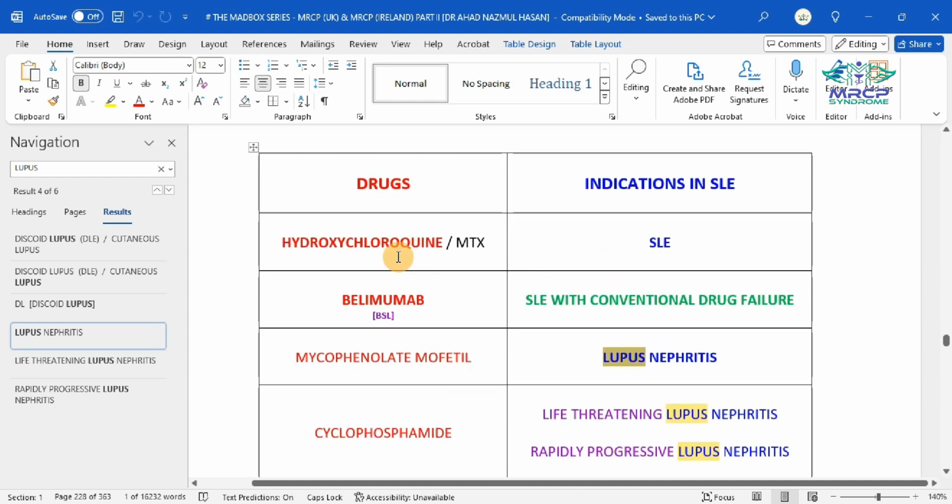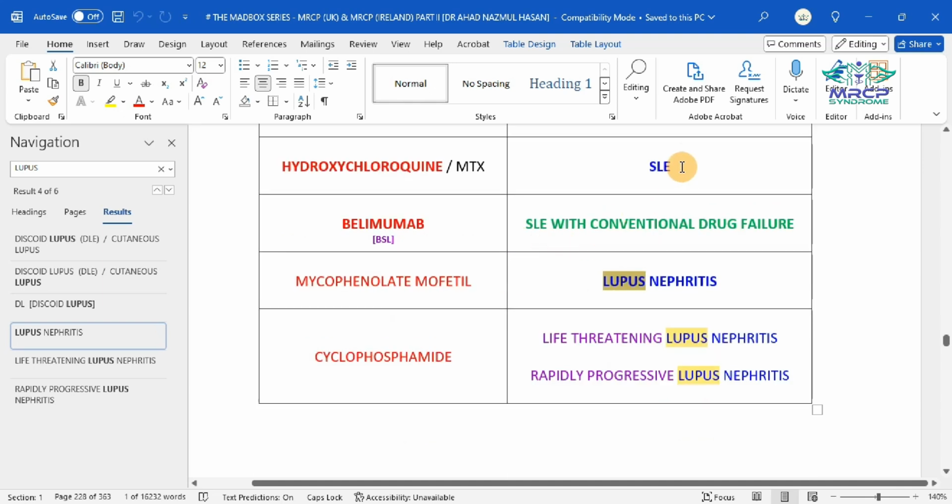In case the features of polyarthritis are predominant, then methotrexate can also be used as an alternative to hydroxychloroquine. And these two are the conventional treatment. And if the patient with SLE does not respond to this conventional medication, when there is conventional drug failure, we will be going for belimumab. And whenever an SLE patient has features of renal impairment, the diagnosis would be lupus nephritis.